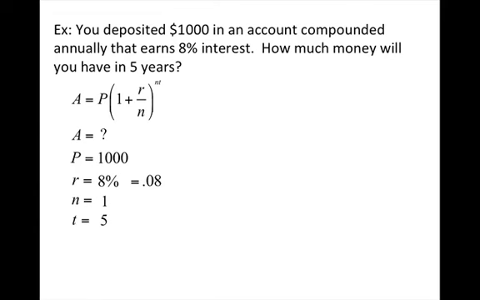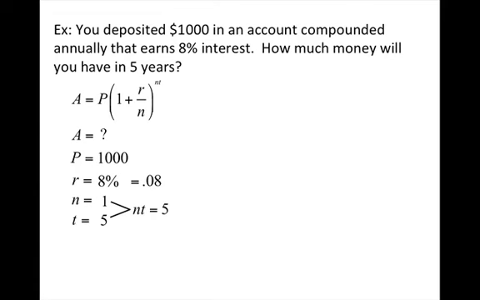One thing that I like to do before I plug these into the formula, I like to go ahead and multiply my NT. If you look, NT is your exponent. And I don't want to do my parentheses and then get to my exponent and have to worry about multiplying those then and typing it in incorrectly in my calculator. So after I list my values, I go ahead and find NT. 1 times 5 is 5, so my NT is 5.